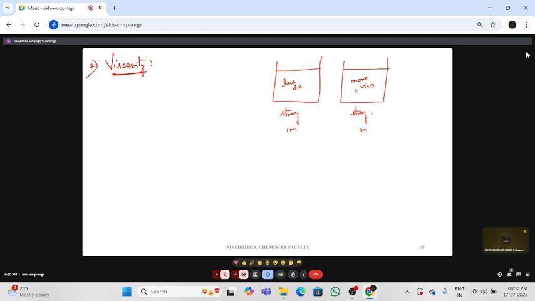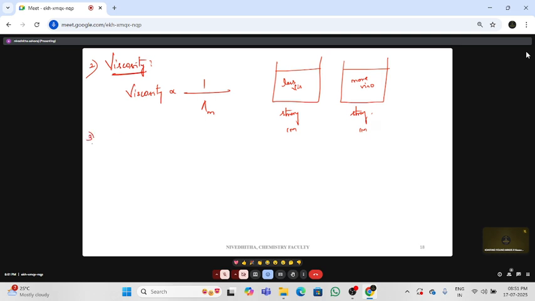So, in less viscous liquid, ions are free to move. So, that kind of solution will have greater molar conductivity. So, if the viscosity is less, then molar conductivity is higher, right? So, are they directly proportional or inversely proportional? They are inversely proportional. Okay, fine.